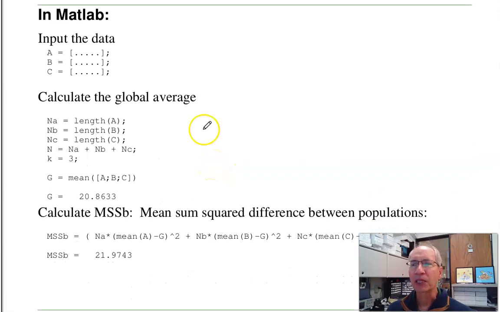In MATLAB, I can do that. Input the data, A, B, and C, find the length of A, B, and C, the total number of data points, and 3 columns, 3 data sets. The global average is just the average of A, B, and C taken all together, is 20.86. Mean sum between columns is the mean of A minus G, that distance squared, times sample size of A. Mean of B minus G, global mean, squared, times sample size of B, likewise for C. Add that all up, I get 21.